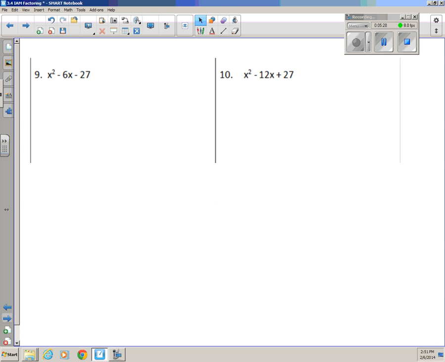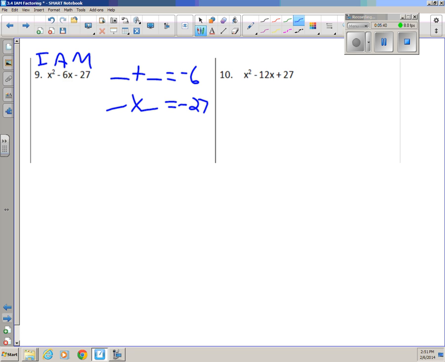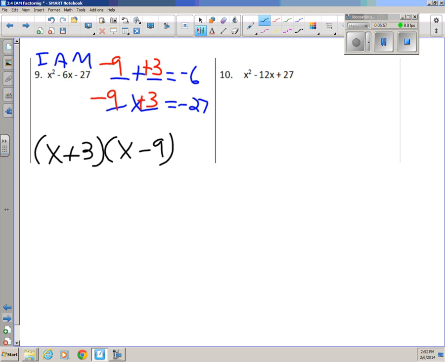So number 9 becomes x squared minus 6x minus 27. So again, if we think about IAM, we've got to find two numbers that add to a negative 6 at the same time multiplied to a negative 27. Signs have to be different. Bigger sign has to be negative. So negative 9 and positive 3. Right, that's going to add to negative 6, multiply to negative 27. Your factored form, and I'm just going to change it up a little bit. I'm going to put the plus 3 first this time and the minus 9 second. Doesn't matter. It's the commutative property which allows you to move the parentheses around.